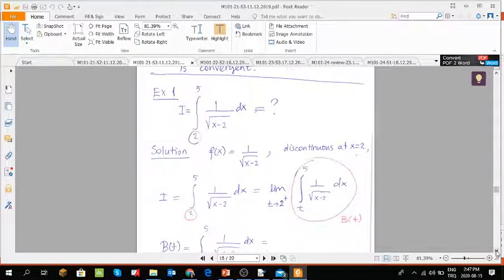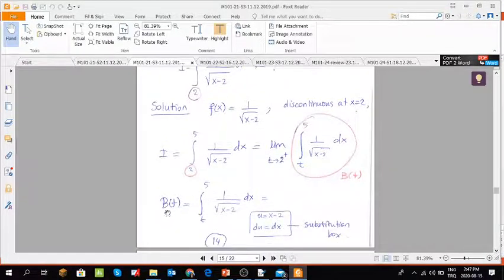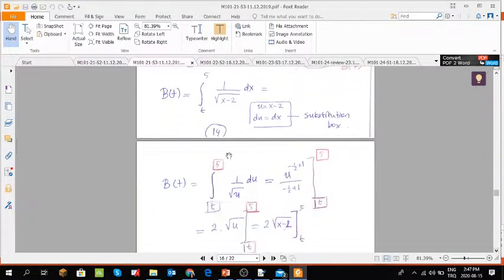So here's one question: 2 to 5, where 2 is a bad point. We are going to form our A of t or B of t. B of t is the integral from t to 5 of 1 over square root of x minus 2. We do the substitution: u is equal to x minus 2, du is dx. And then B of t is going to be the integral of 1 over square root of u, because u is x minus 2. This is the power rule. We apply the power rule and get 2 square root of u.